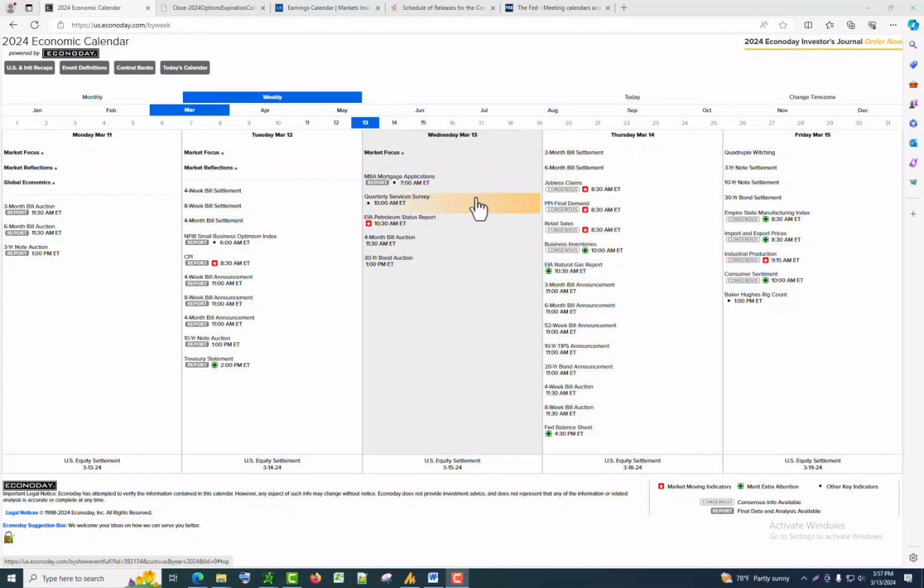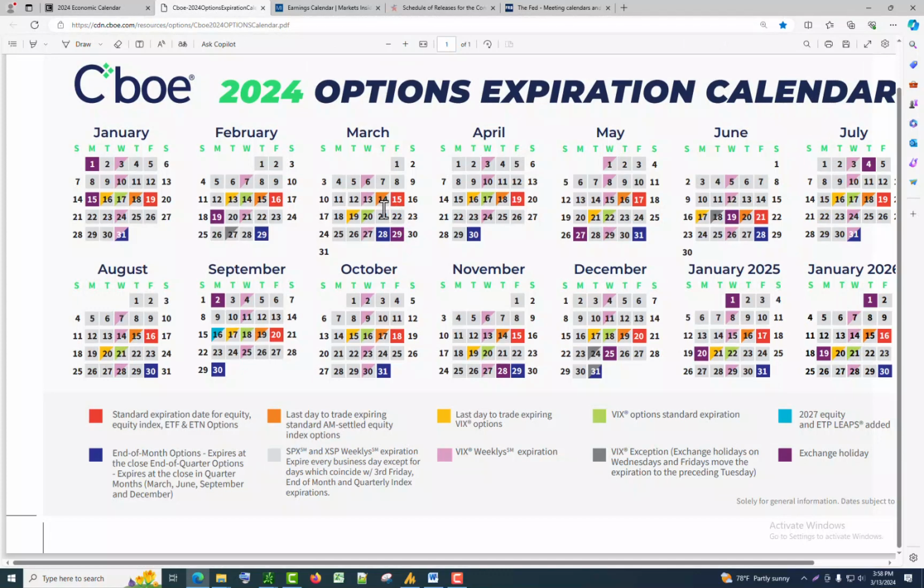So today the market is kind of in accumulation, for lack of a better word. Basically, it goes into the range. So today is Wednesday, March 13, and this week we have an option expiration.